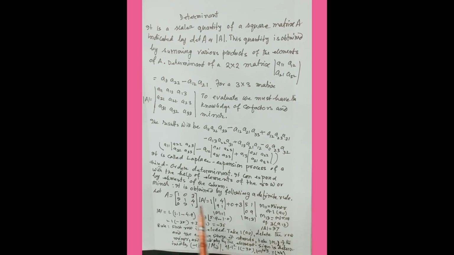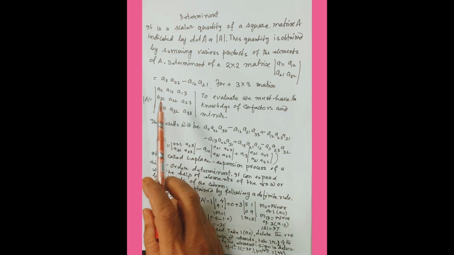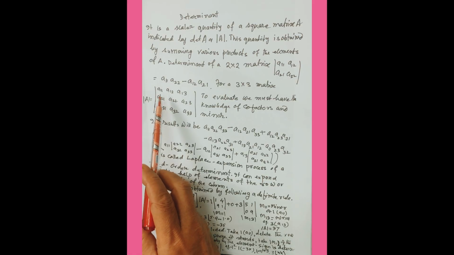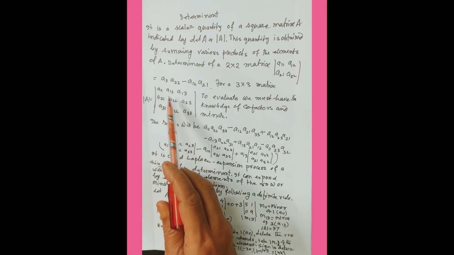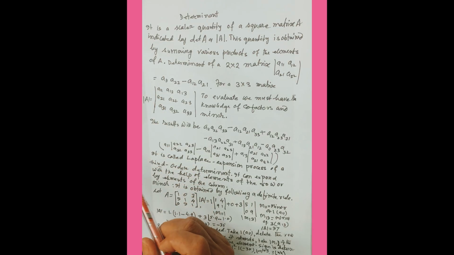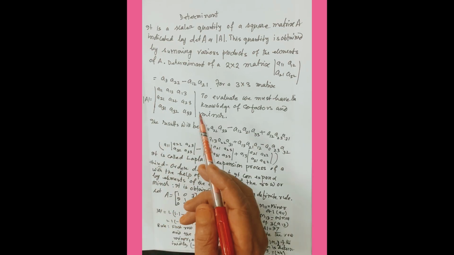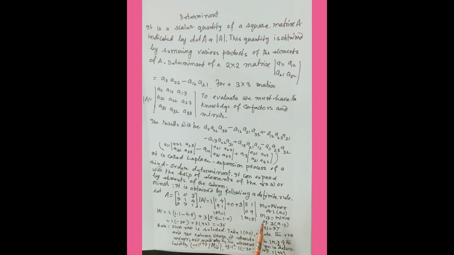It can be expanded with the help of elements of the row or by elements of the column. So it is not necessary that it should be expanded by the elements of the row. It can be expanded by the elements of the column also. Results will be the same. Now the minor is obtained by following a definite rule.